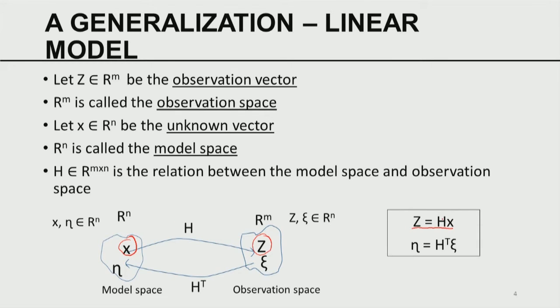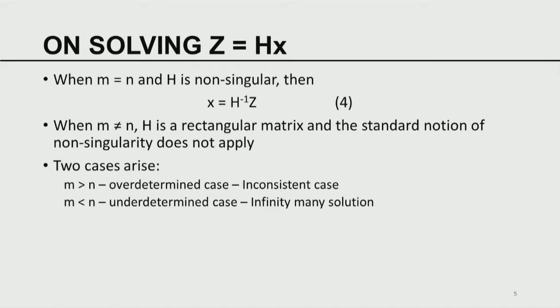So let us come in here. Z is equal to H of X. Z is known, H is known. So if I generalize the particle moving in a straight line as an inverse problem, the general linear static deterministic inverse problem is to solve: given Z, given H, find X such that Z is equal to H of X. This is the first statement of the inverse problem based on a very simple problem in physics.